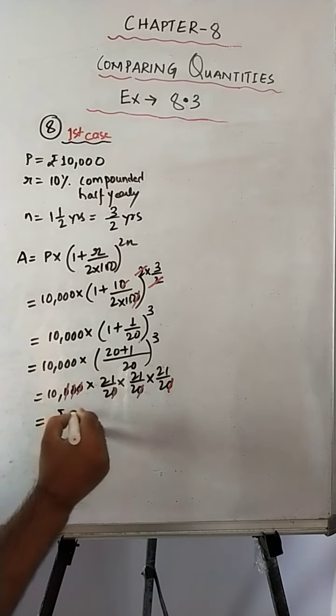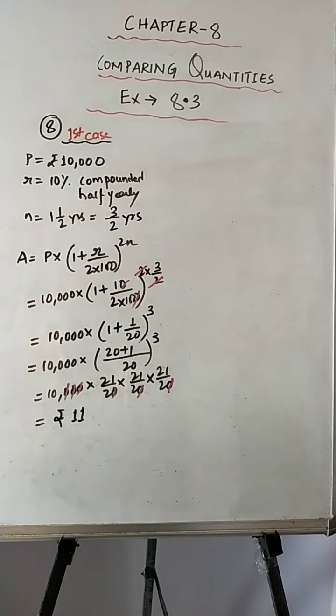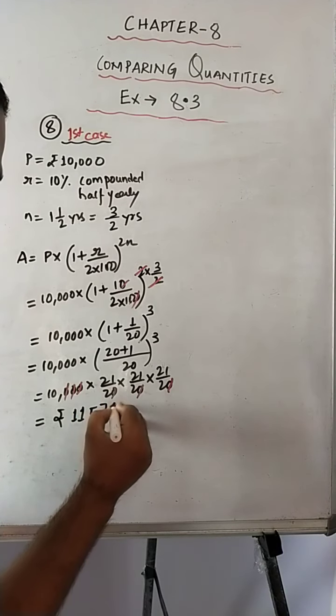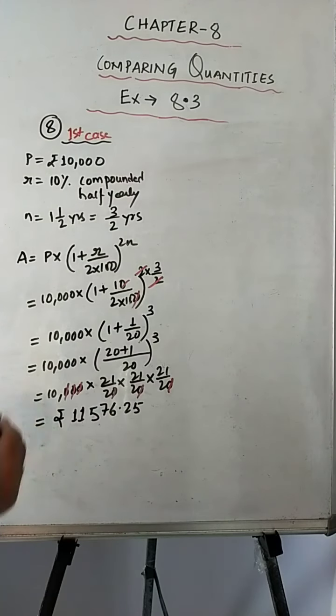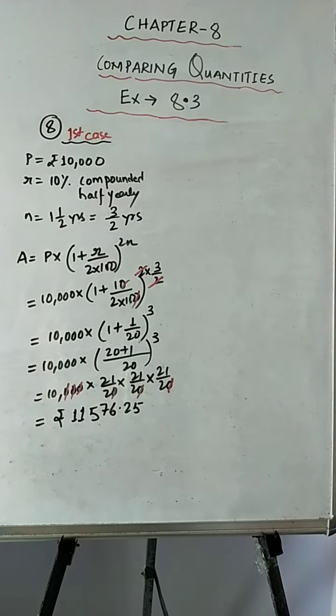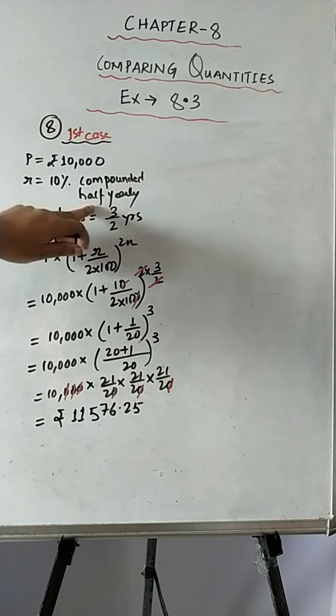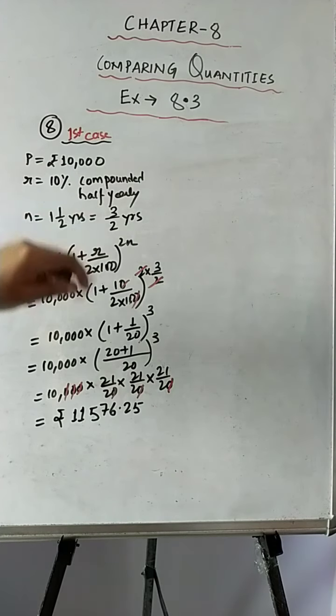So the answer would be rupees 11,576.25. So this is the amount, okay, on rupees 10,000 at a rate of 10% compounded half yearly after 1.5 years.